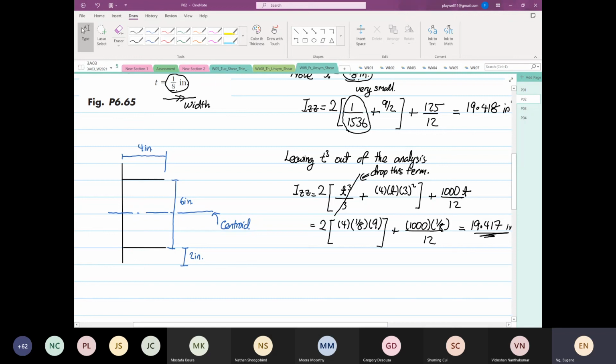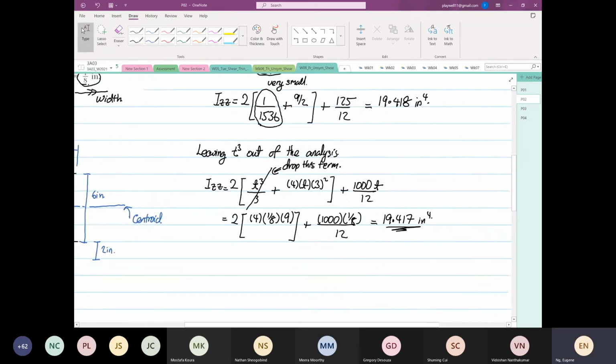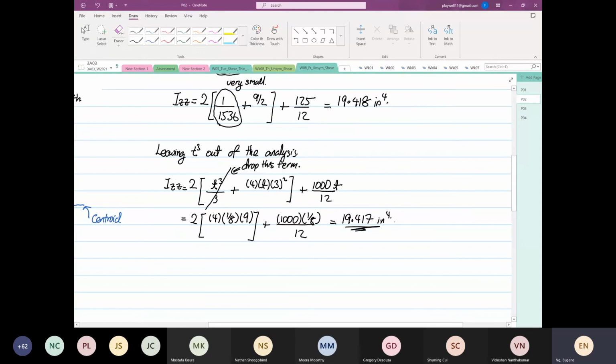No? Okay. So now we know this. We found our second moment of area. If you want to get rid of too many decimal points, you can just express this as a fraction. It's also equal to 233 over 12 inch to the power 4. So we have set up the second moment of area already.